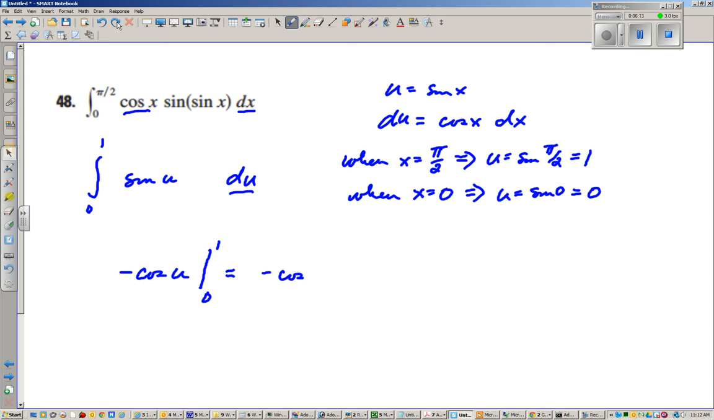And I've got these new limits written for this problem u. So I'm going to use 1 and 0 now. I'm not going to back substitute. I've already got limits that will work for this problem.